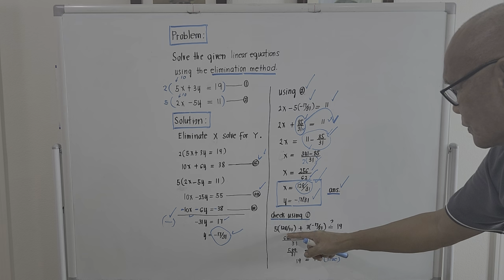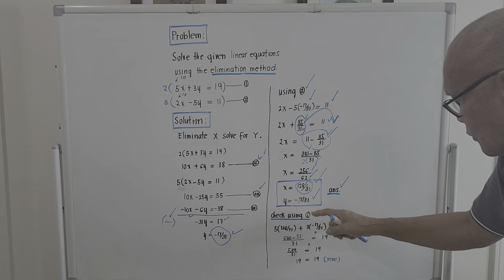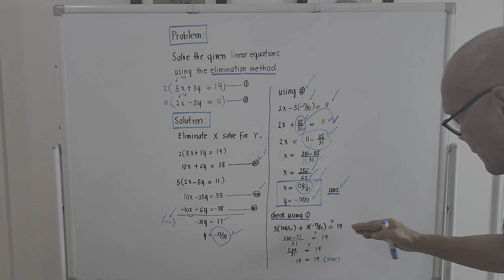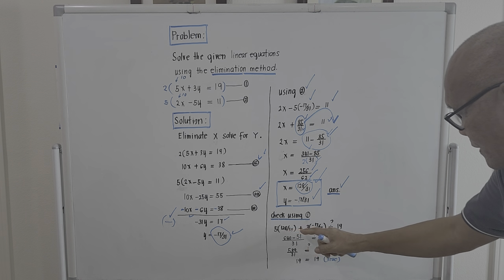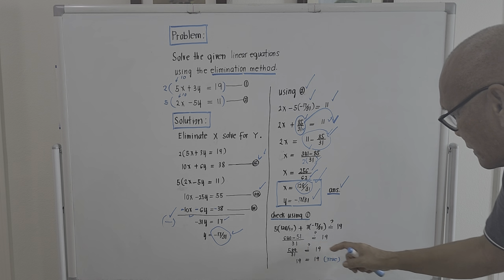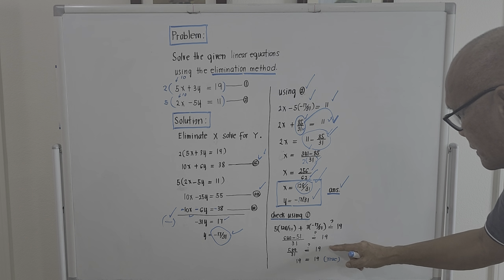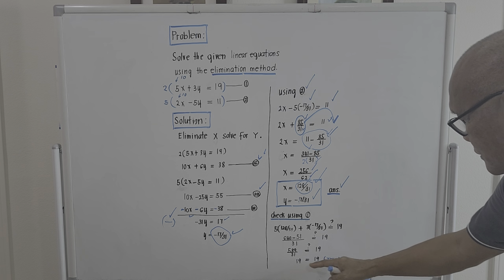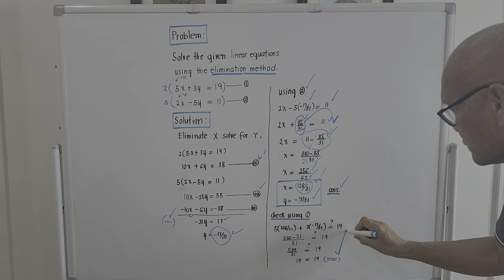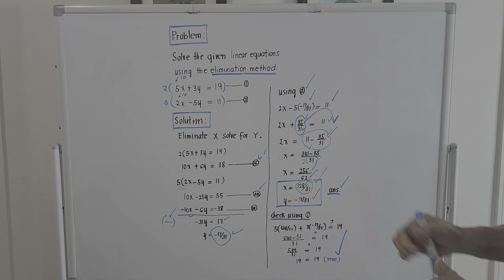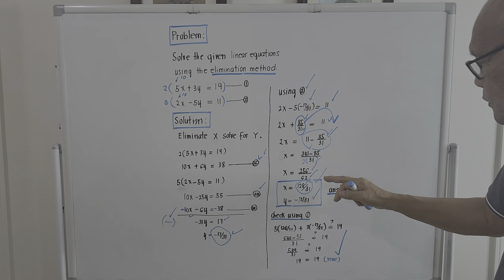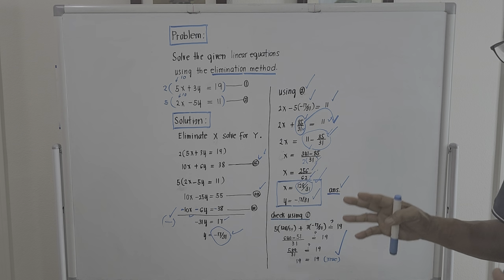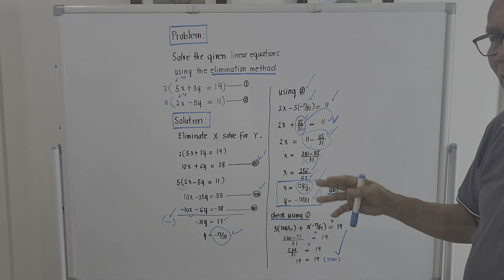128 times 5 is 640, and 17 times 3 will be negative 51. This is all over 31, this is all over 31, so we could combine now. And 640 minus 51 will be 589 over 31, and will it be equal to 19? And luckily, 589 over 31 is really 19. So 19 is equal to 19, it is true. So our solution for the given system of linear equations will be x equal to 128 over 31, and y will be negative 17 over 31. That's the solution by using the so-called elimination method.